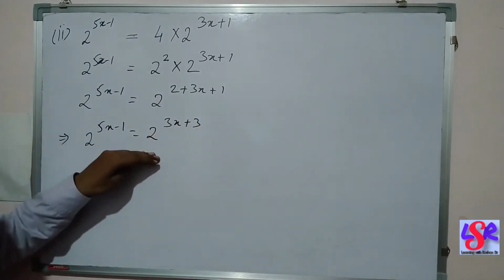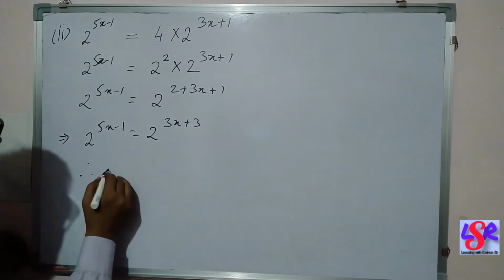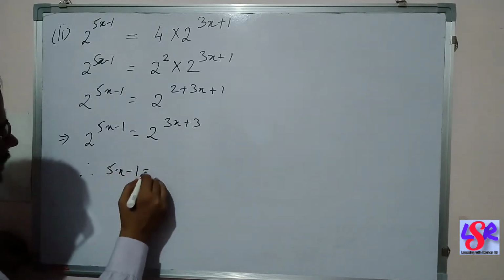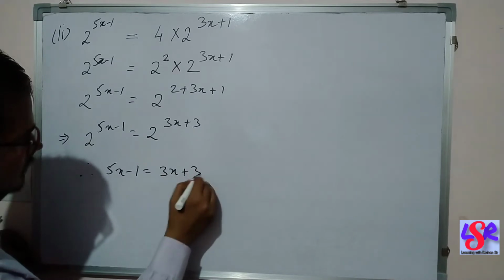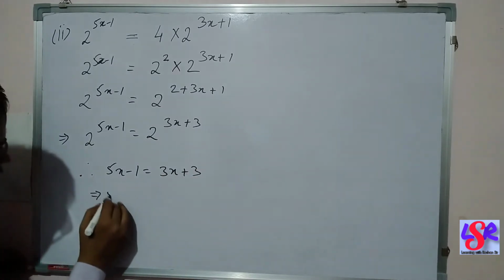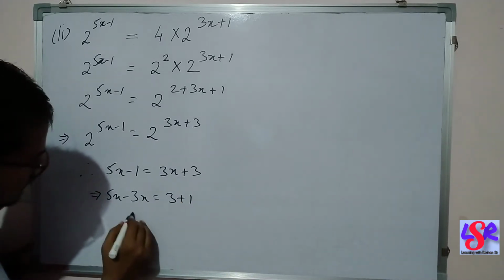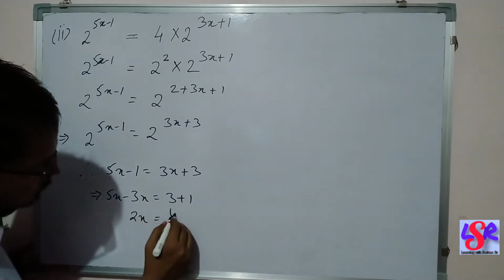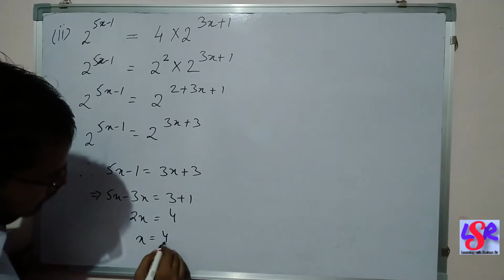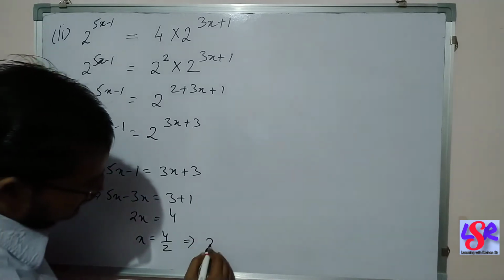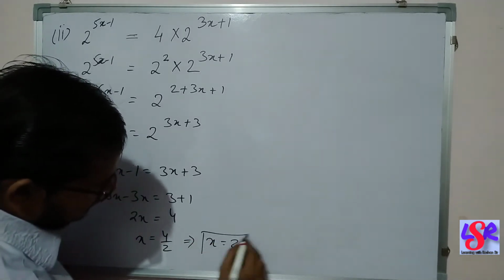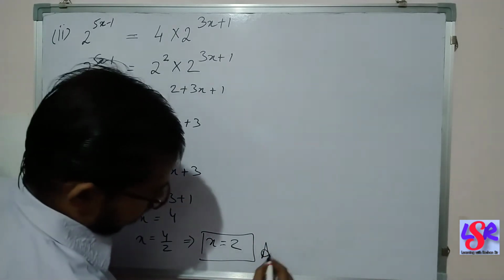Now again the bases are same, so the powers will be equated. Therefore 5x minus 1 equals 3x plus 3. Now make a transpose. This will be 5x minus 3x equals 3 plus 1. So 2x equals 4. So x equals 4 upon 2. That implies x equals 2 as answer.